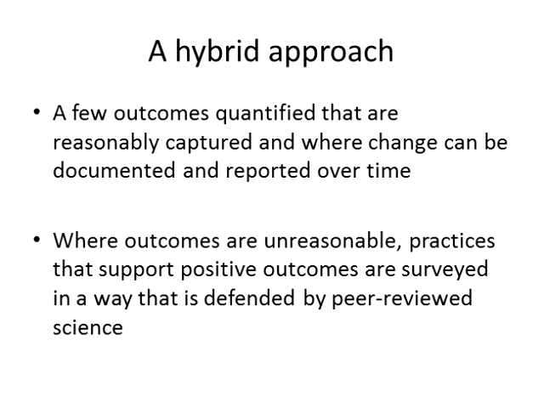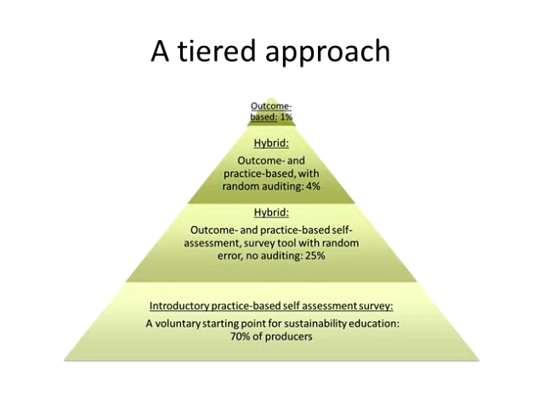The other aspect of that, though, would be where outcomes are unreasonable. Practices that support positive outcomes are surveyed in a way that is defended by peer-reviewed science. So if you can't take the utility bill and report back on it, that's when we have to look at the literature and decide, is there enough evidence that supports that outcome based on the practices that are implemented, and look at a way that you might combine the few simple outcomes with the rest of those quantified through practices. So that's the hybrid practice outcome approach.